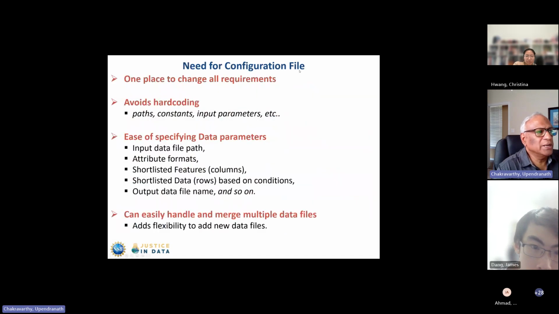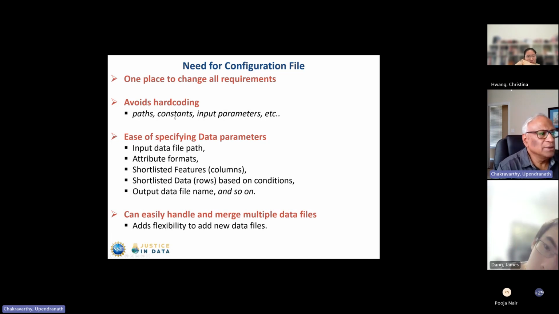So, the need for a configuration file: one place to change all requirements. Again, there are different ways in which you can deal with it. One way is to just plunge into it and then handle it. But if you think about maintenance, extension, and adding features, what you want is some kind of metadata that will help you do that. That typically is done as a configuration file. So one place to change: if you want to change your requirements, you will do it in the configuration file rather than in your code.